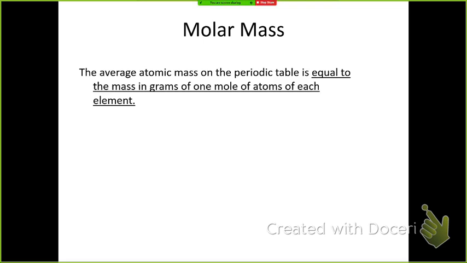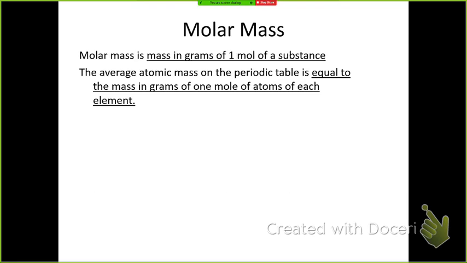So when we say we have a mole of hydrogen atoms and a mole of carbon atoms, we have the same number of each type of atom, but they are different masses because the atoms are different sizes. It's kind of like if you had a dozen ping pong balls and a dozen bowling balls. You would have the same number of ping pong balls and bowling balls. You would have 12 of each, but the bowling balls would be much heavier because each bowling ball is heavier than each ping pong ball.